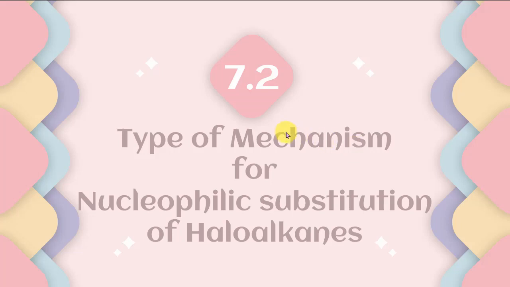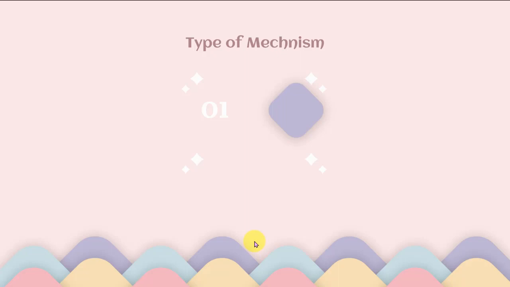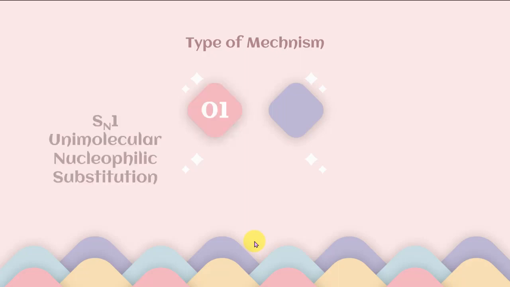In this video, we are going to talk about the types of mechanism for nucleophilic substitutions of haloalkanes. So there are two different types of mechanism. The first one is the SN1 mechanism, which is also known as unimolecular nucleophilic substitution. The S stands for substitution, N stands for nucleophilic, and 1 refers to unimolecular.